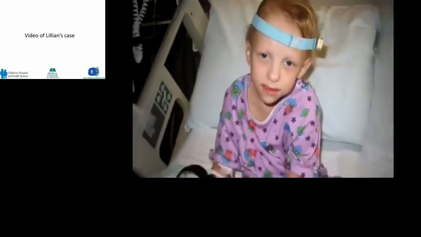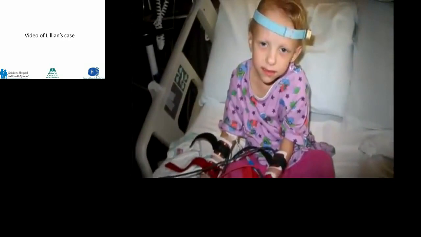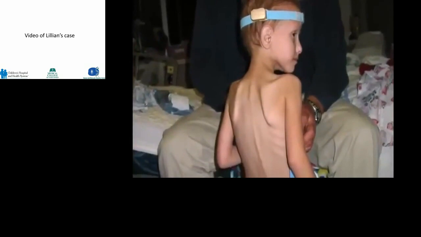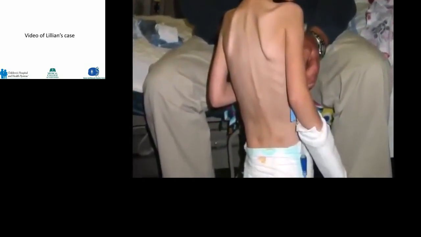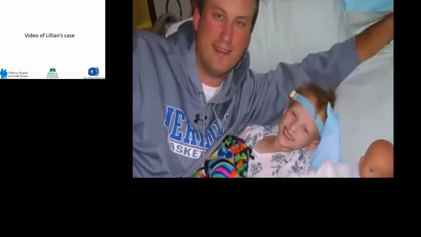She became sick in fall of 2010. I remember looking at her one day and feeling like she was dying in front of me. She had gone from 24 pounds to 18, and they couldn't figure out what was wrong. So that's when we came to Children's.